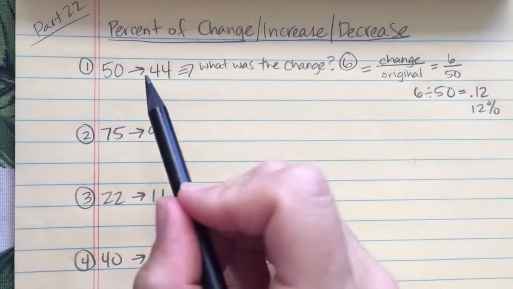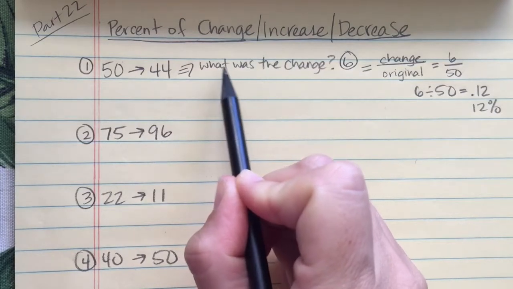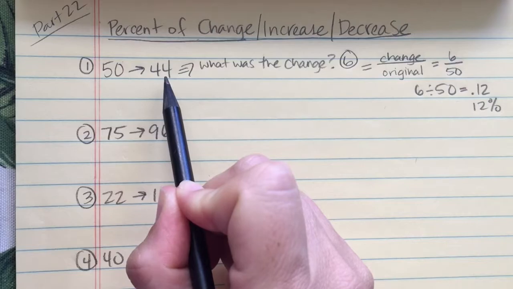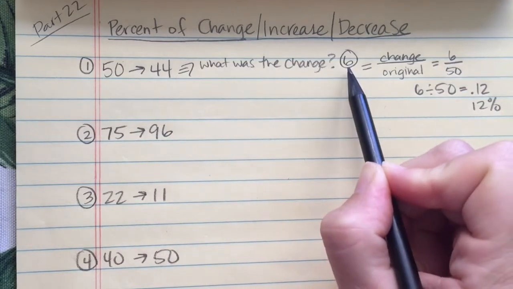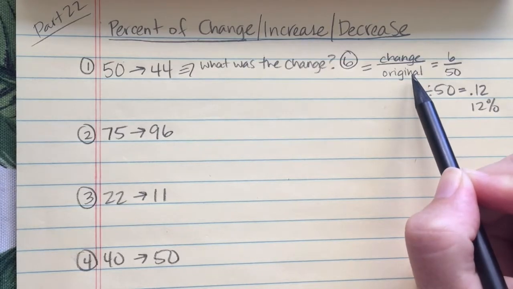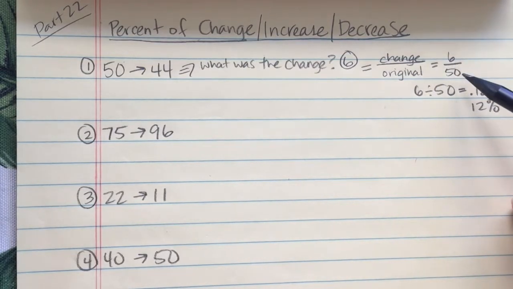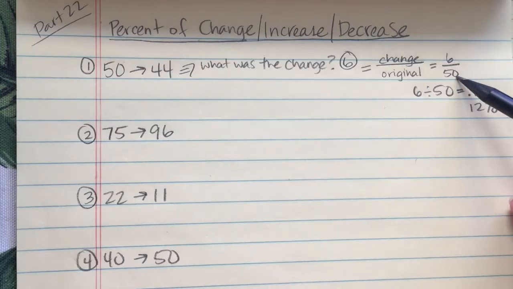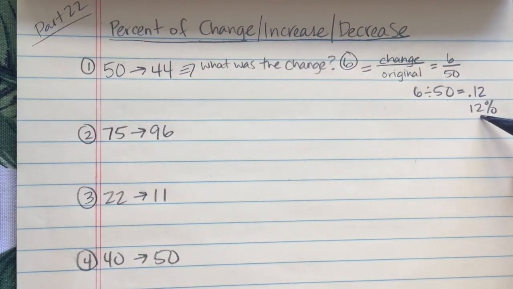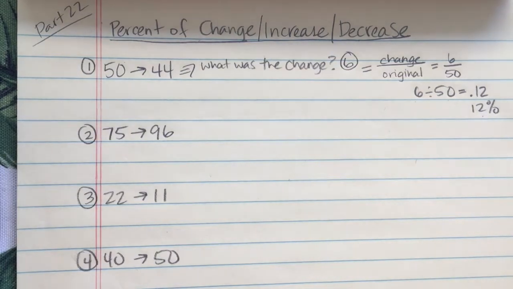Okay, so you take the change. What was the change? In this case, it went down. We're looking at the percent of decrease. The change was 6. Then all you do is make a fraction, change over the original. So 6 over 50, which is what our original amount was. 6 divided by 50 is 0.12, which is the same thing as 12%.